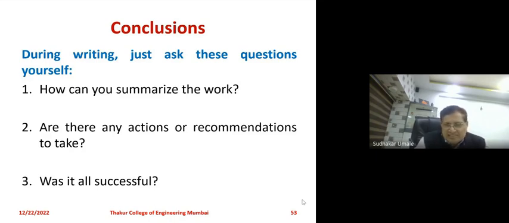Are there any actions and recommendations to take while writing conclusions? Was it all successful? When you write the conclusions, you have to mention whether all research questions were successful or not. If you answer all these questions, then your conclusions part is finished. I want to explain some of the justifications of the conclusions part. You have to justify the conclusions by writing a summary of the entire thesis in a few pages. So you have to write 1 or 2 pages of justification.